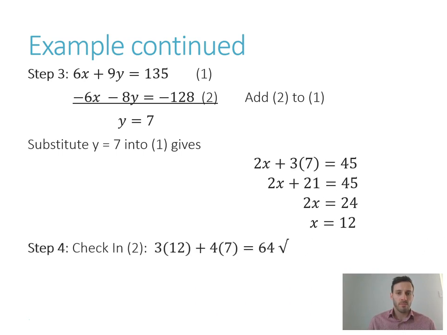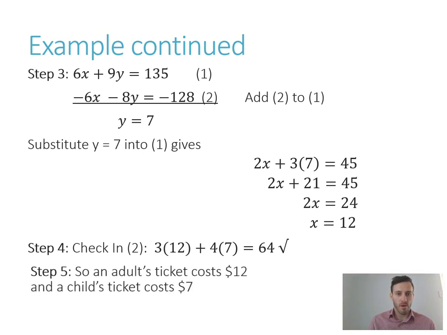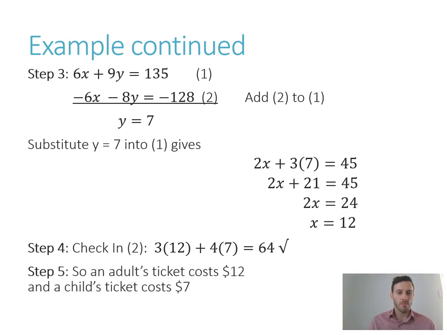Now step 4, we check our solution with the original data, so we substitute our numbers back into one of the original equations. We find that it works. Now we write it in sentence form. So an adult ticket costs $12 and a child's ticket costs $7 in this example.